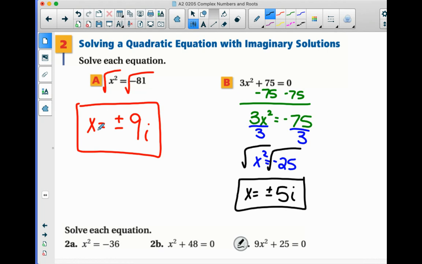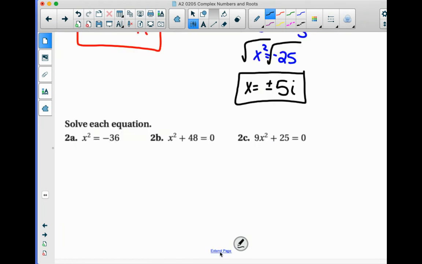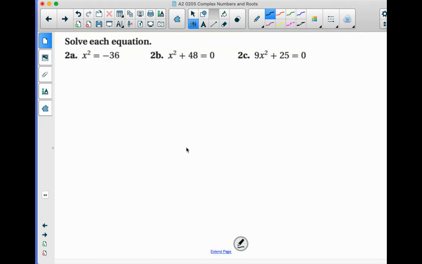Now these, especially B, get pretty complicated down here. So we're actually going to go over B together right now, and then I do want you to try A and C. So we'll subtract our 48. X squared equals negative 48.